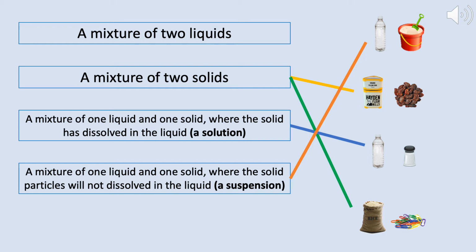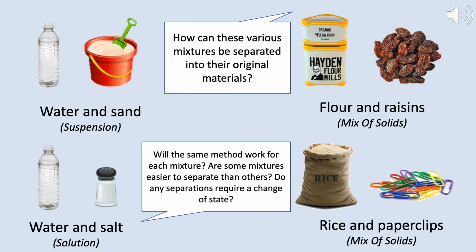If that's not quite what you put, pause the video here and just correct what you had, just so that going forward you are 100% confident with what kind of mixtures or what kind of classifications. Now that we've classified what each of my mixtures are, we can start to decide how we would best separate those mixtures back into their original materials. So I wonder if you can have a think about how you might be able to separate these different materials, and will the same method work for each mixture?